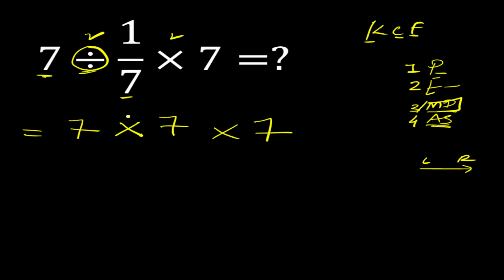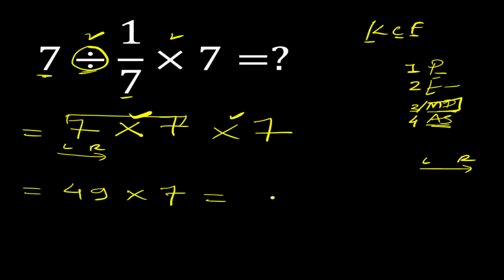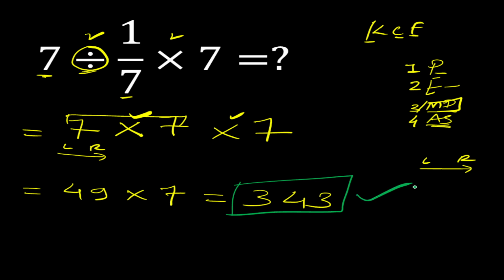Okay. Now here we have one multiplication and here another multiplication, and both have equal priority. So we have to solve from left to right. So 7 times 7 is equal to 49, multiply 7. Now 49 multiply 7 is equal to 343. So the correct answer is 343, right?